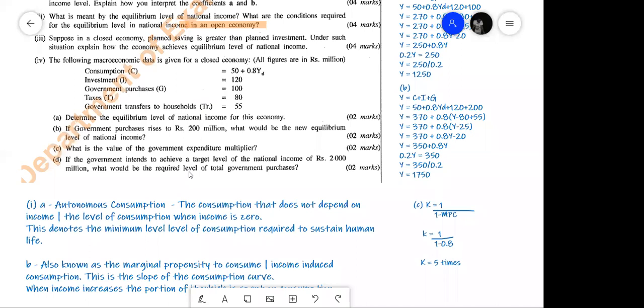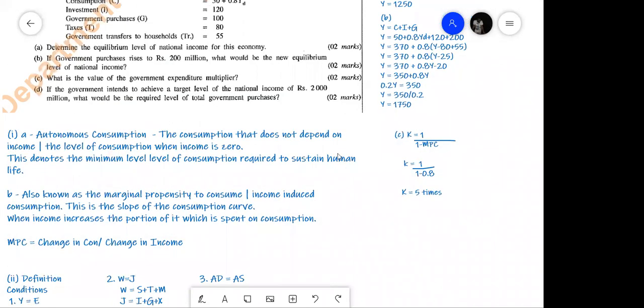Now they ask, if the government intends to achieve a target level of national income of 2000, what would be the required level of total government purchases? It's again an easy question, but comparatively the harder one from the 3. Currently, how much is our equilibrium? After the government has increased to 200, it's 1750. Now they want to go to an equilibrium level of 2000.